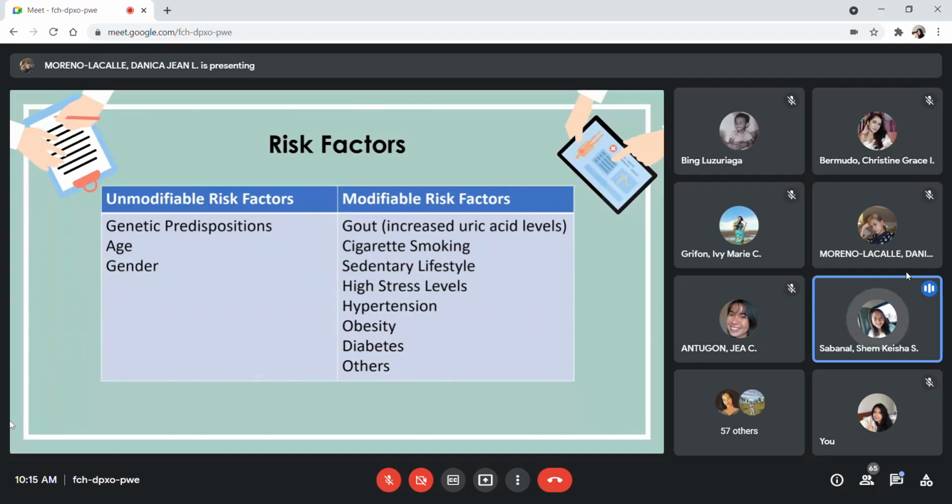Okay, so we can divide our risk factors into two. We have the unmodifiable risk factors and the modifiable risk factors. So when we say modifiable, of course, from the term itself, meaning we can still do something about it. We can still modify it. Dapat tayo mahimo or pwede pa na natong makontrol. But when we say unmodifiable, meaning wala na jud tayo mahimo ana, naana jud na siya.